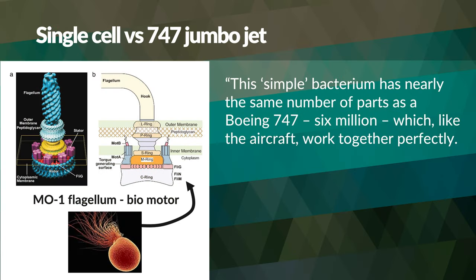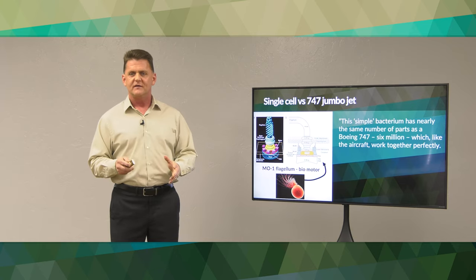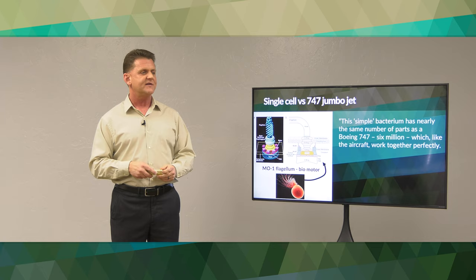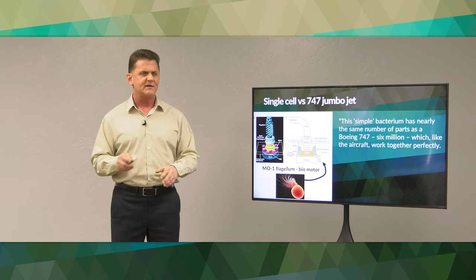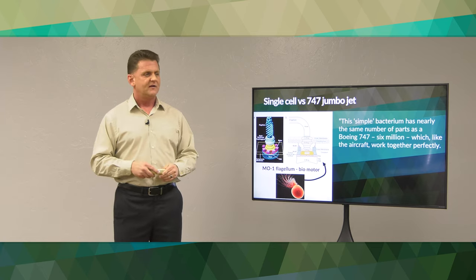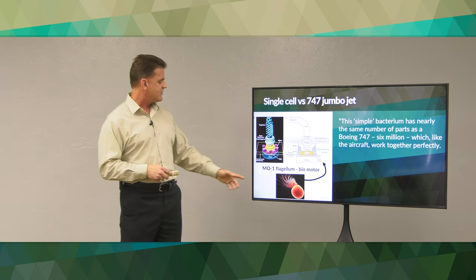But this is why I picked the 747 airplane to talk about in our previous illustration. This so-called simple bacterium has nearly the same number of parts as that 747, about 6 million. Now this is absolutely mind-boggling. We talked about how complex the manual was to make the 747 completely from scratch. It's no different in this so-called simple single cell bacteria.